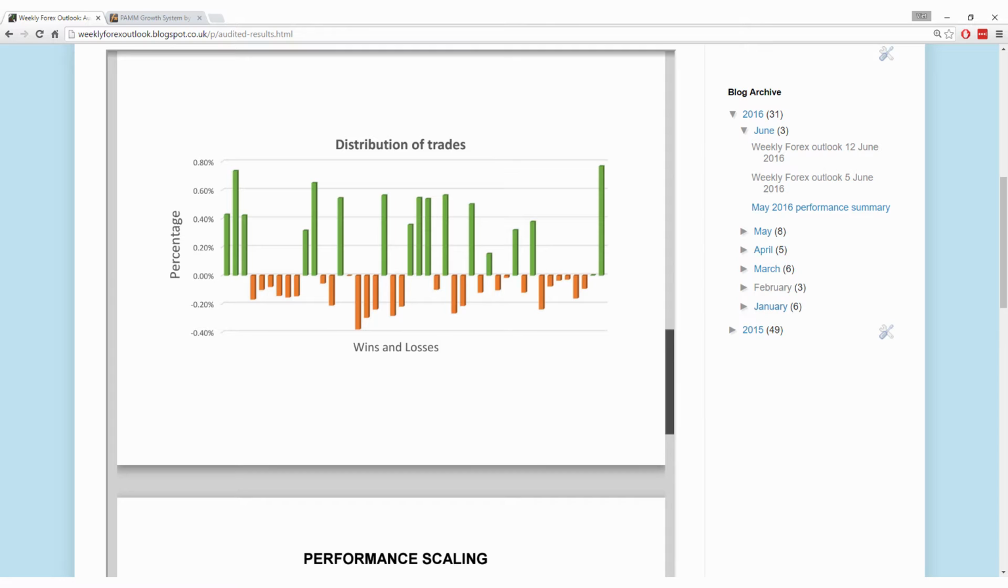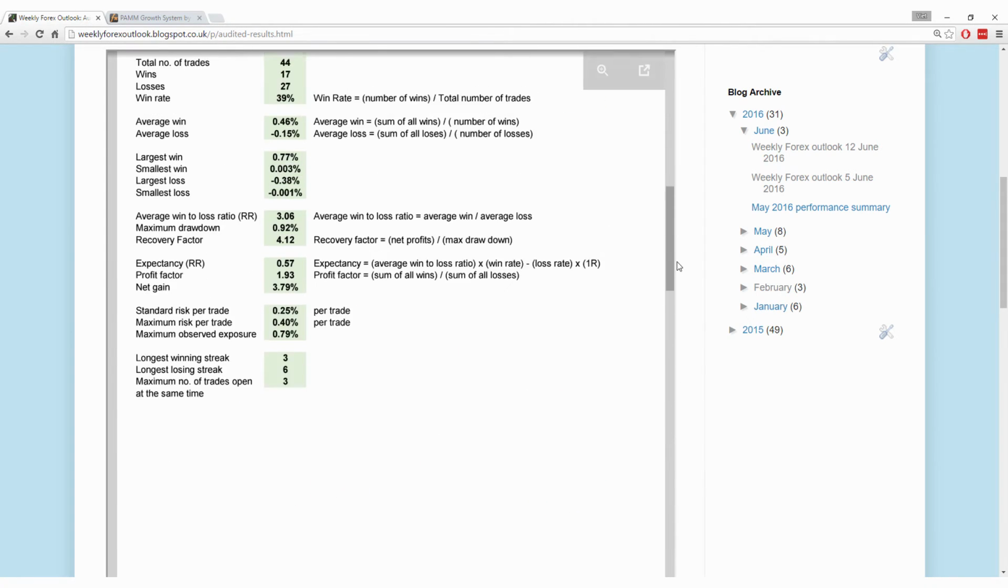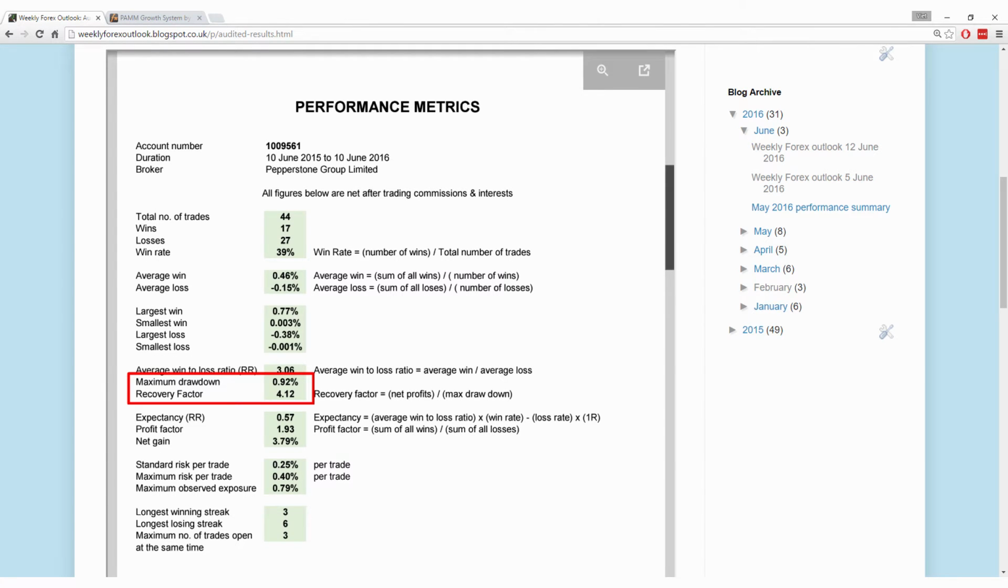I had 6 losses in a row happen twice during the year. The first one was here, and the second one was here. By keeping losses small, I was able to keep drawdown very low even after 6 consecutive losses. My recovery factor is 4.12. This is a measure of how fast the account recovers from drawdowns.